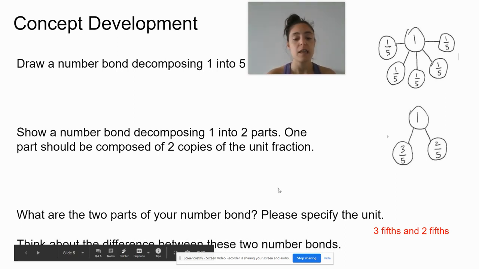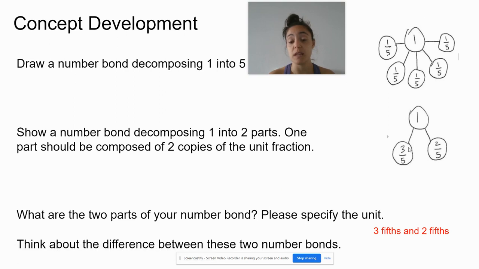And last but not least, think about the differences between these 2. Just like we talked about before, in this first one, we broke it into groups of 1/5, whereas this second number bond told us to break one group into 2 copies, or 2/5, and then whatever was left over was the remainder, the second part of our number bond.